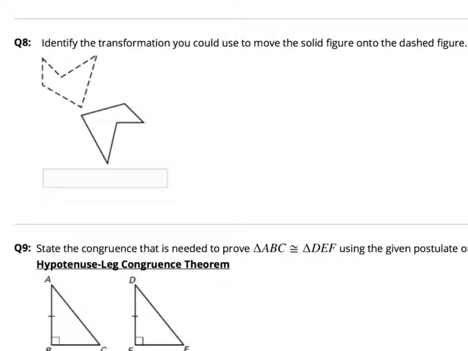Question number 8, just like the previous question, we are going from the solid figure to the dotted figure. So again, your choices were reflection, a translation, which is just a slide, remember, a rotation, which is where it's turned, okay? So one of those three.